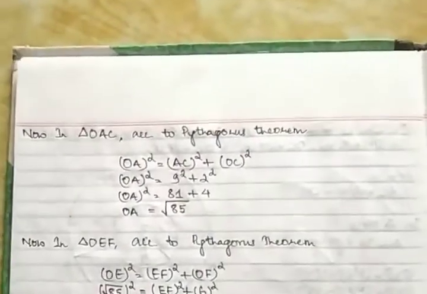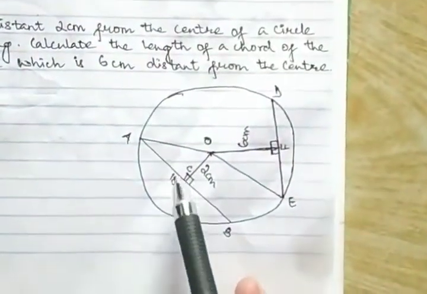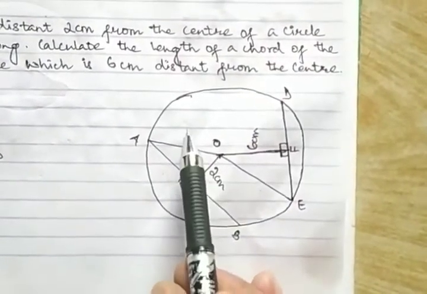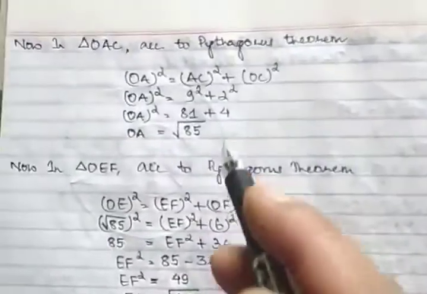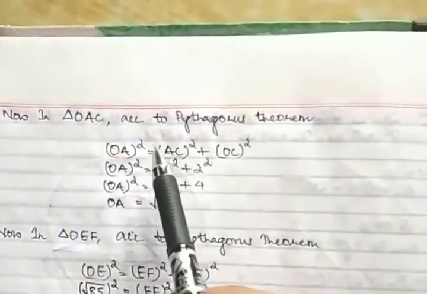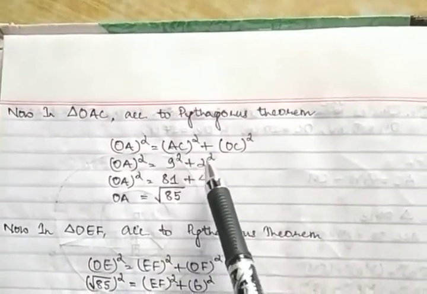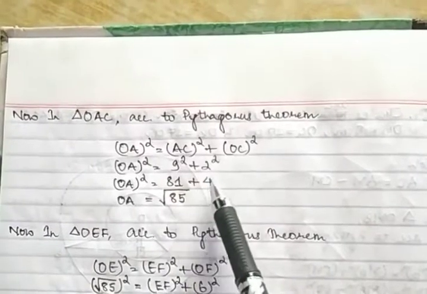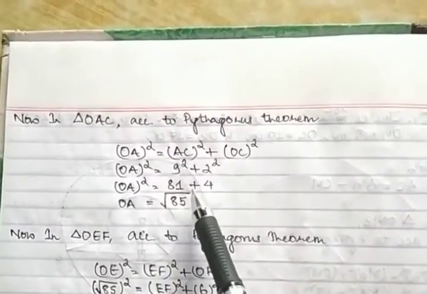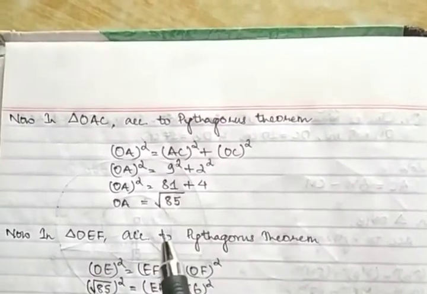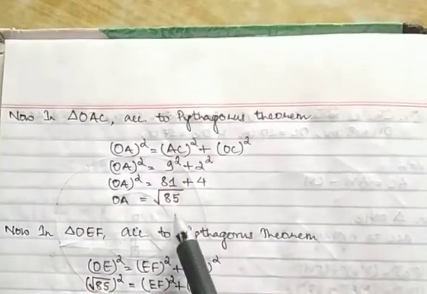See, now in triangle OAC, according to Pythagoras theorem, that is this triangle OAC. So the base is 9, the perpendicular is 2 centimeter, and we need to find the hypotenuse, isn't it? So that's how we got the hypotenuse. See, OA squared equals AC squared plus OC squared. All the values I have substituted. 9 squared is 81, 2 squared is 4, so 81 plus 4 is 85, and OA equals square root of 85. Now since 85 is not a perfect square, I have kept it in square root. Okay, square root of 85.